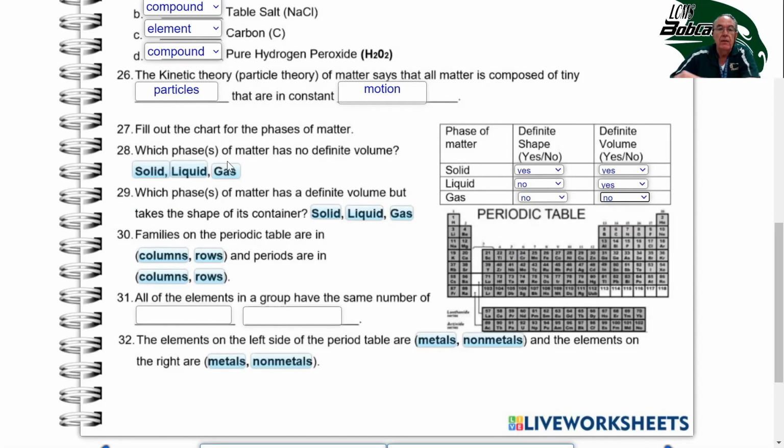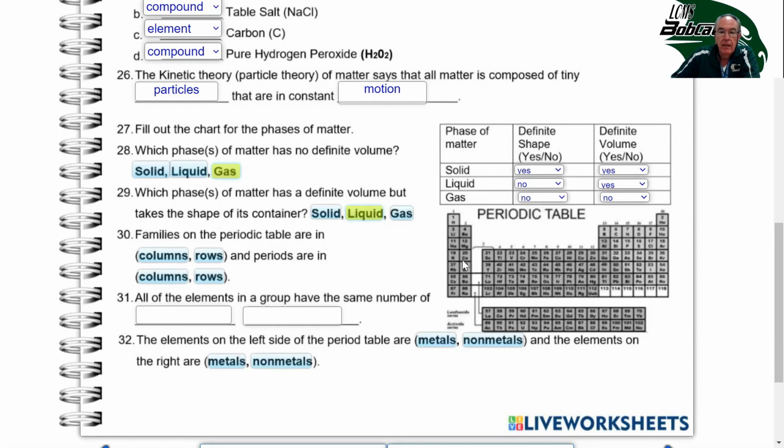Okay, so now we can answer this question. Which phase or phases of matter have no definite volume? Well, both the solid and the liquid have a definite volume, only the gas. Which phases of matter have a definite volume but take the shape of its container? Well, a liquid does not have a definite shape, so it will take the shape of its container, and it does have a definite volume.